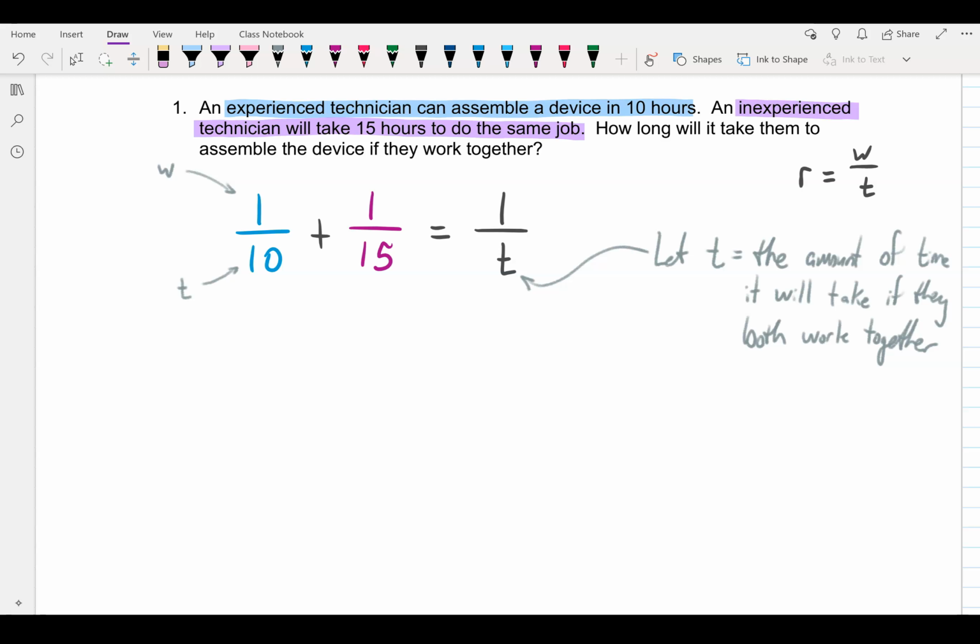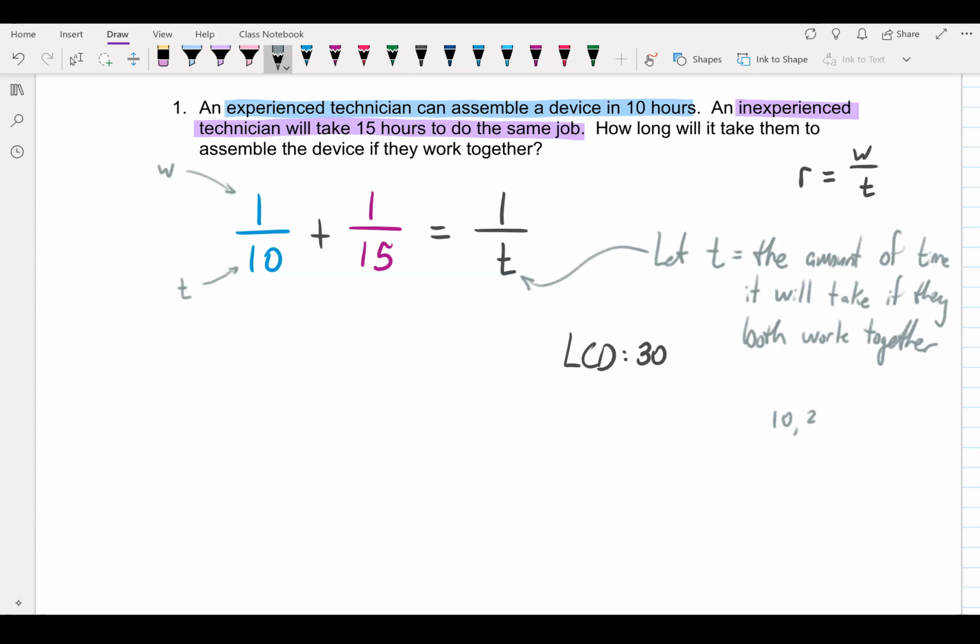And now what are we going to do? How do we solve this? We need to multiply by the LCD. So take some time to figure it out, but the LCD is going to be what? It's going to be 30, because that's the lowest common multiple of 10 and 15. Maybe I'll make that on the side.